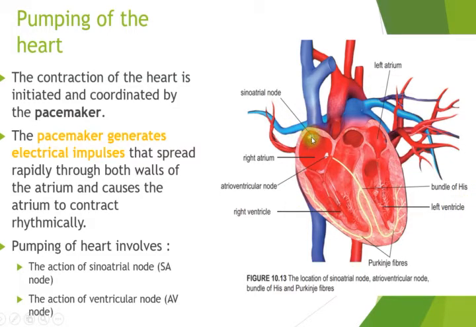So this is the sinoatrial node. The location of the sinoatrial node is at the right atrium wall, the right side of the atrium wall. And for the AV node, the AV node is here. The location of the AV node is between the wall of the atrium and the wall of the ventricles.